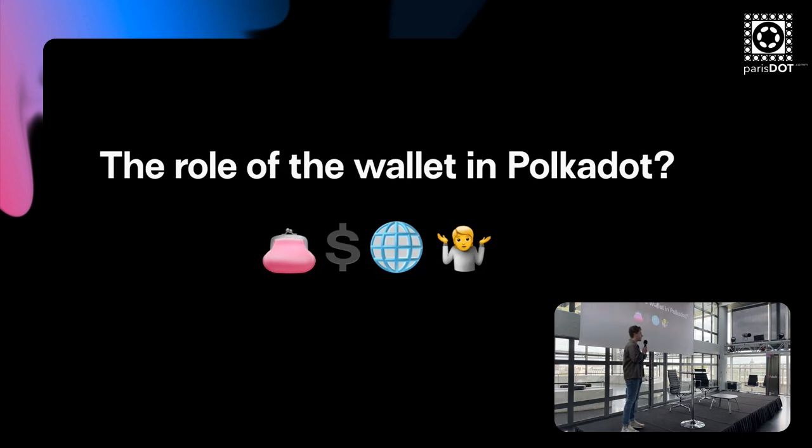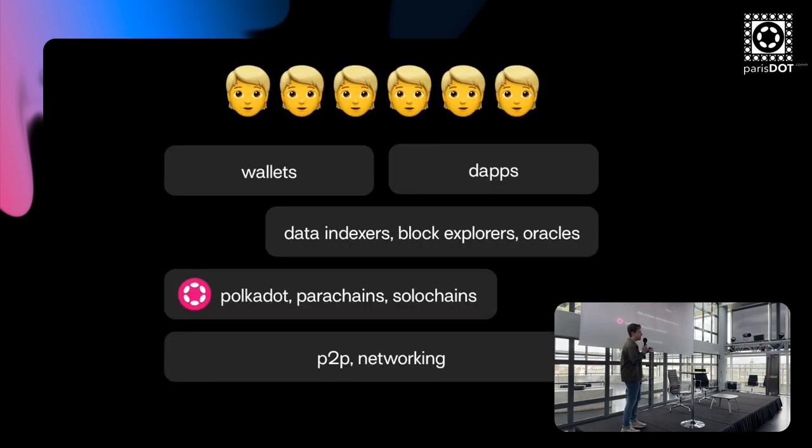To help answer this question and to give us some framework for the rest of this talk, I want to introduce this very, very simple diagram of the technology stack in the ecosystem. So right at the bottom layer, we've got some peer-to-peer stuff and some networking code, and then the Polkadot protocol and the parachains and any solo chains that are part of the ecosystem. And then we've got some middleware, data indexes, block explorers, oracles. And then finally, right before users interacting with this, we have wallets and dApps.